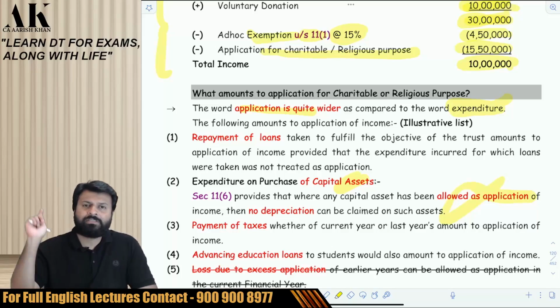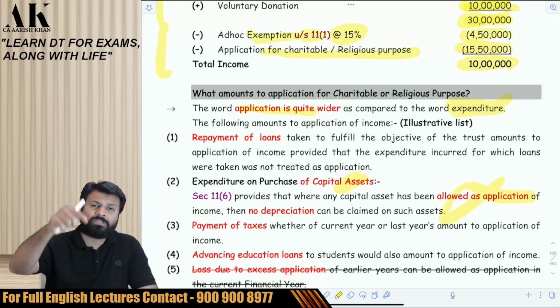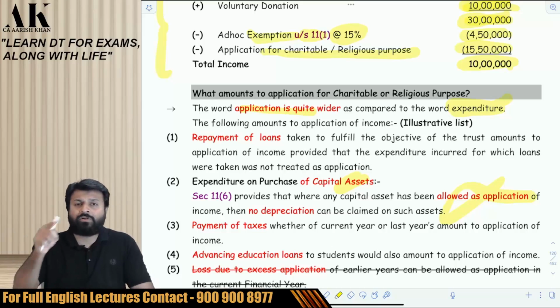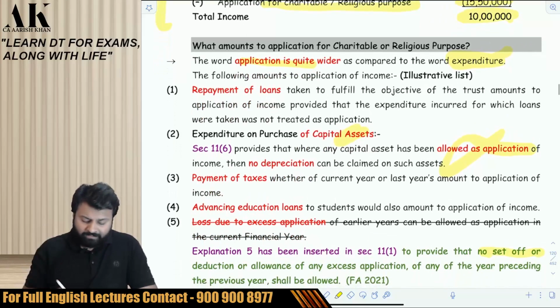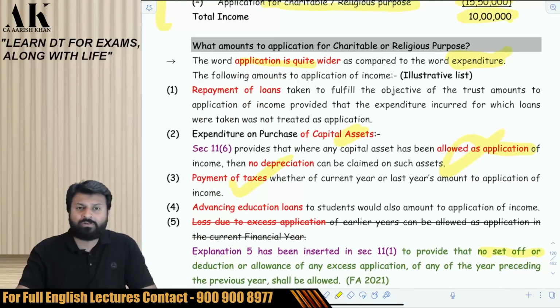For example, you have purchased a plant and machinery. You are claiming that plant and machinery as an application. Then you cannot claim depreciation on that same plant and machinery and claim dual benefit. It is not allowed. Even payment of taxes, income tax payment, is also allowed as deduction. Do you remember? By default, income taxes are not allowed under PGBP. But here, income tax is allowed as deduction.